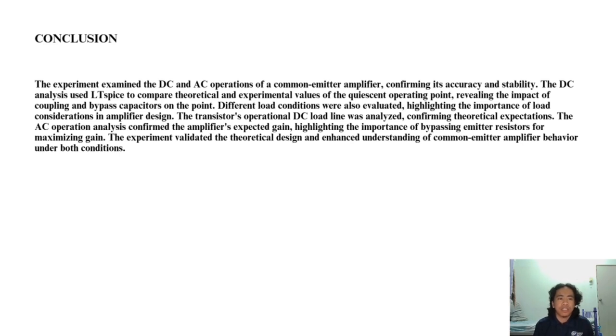The DC analysis used LTspice to compare theoretical and experimental values of the quiescent operating point, revealing the impact of coupling and bypass capacitors on the gain. Different load conditions were also evaluated, highlighting the importance of load consideration in amplifier design. The transistor's operational DC load line was analyzed, confirming theoretical expectations. The AC operation analysis confirmed the amplifier's expected gain, highlighting the importance of bypassing the emitter resistor for maximizing gain. The experiment validates the theoretical design and enhances understanding of common emitter amplifier behavior under both conditions. That's all.